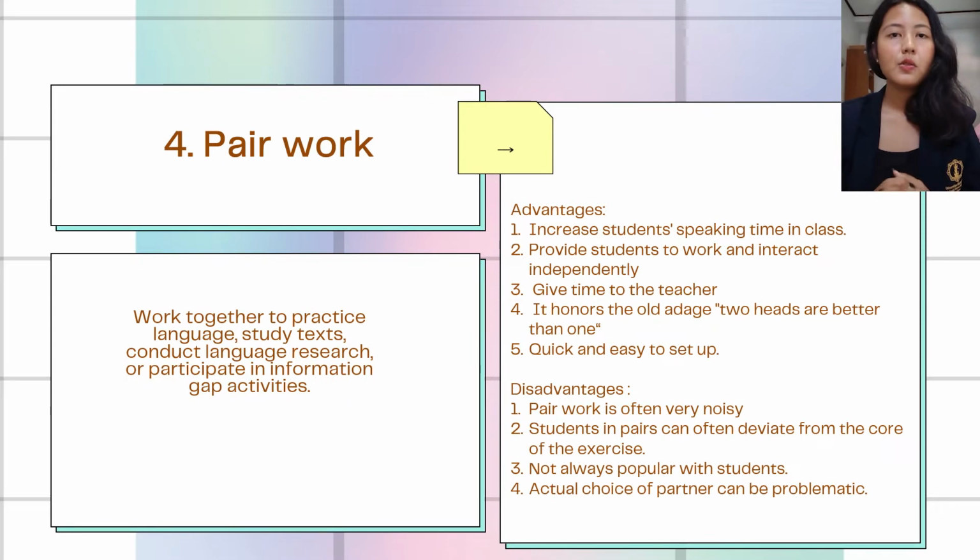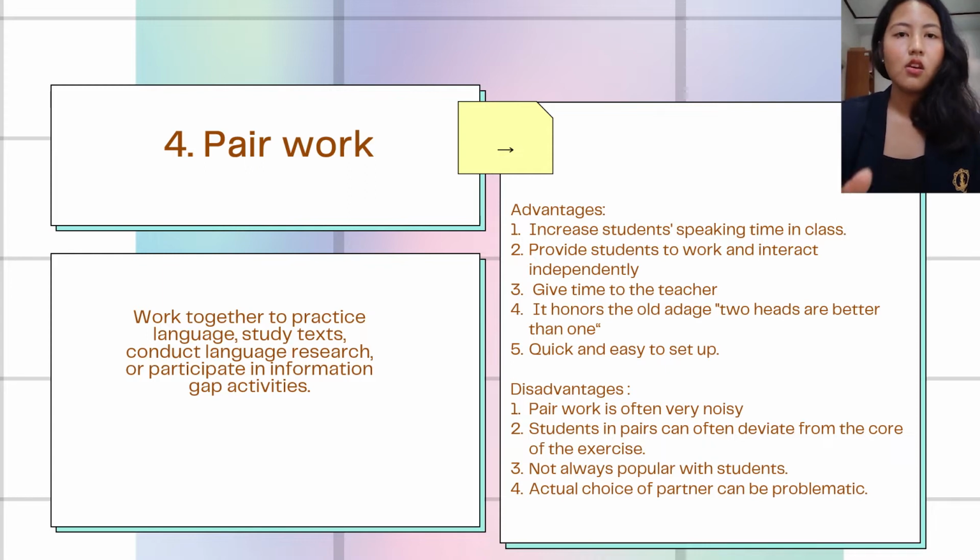Pair work. Students can work together to practice language, study a text, conduct language research, or participate in an information gap activity. You can write a conversation, read a text predictably, or share what you hear or see.